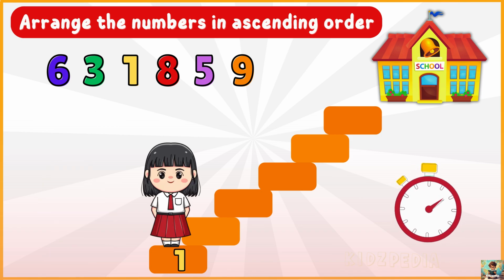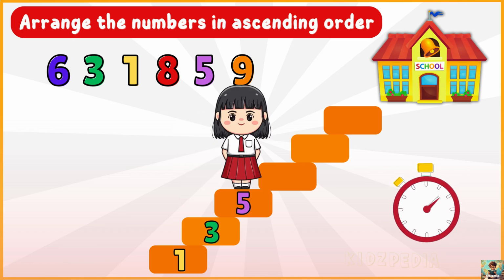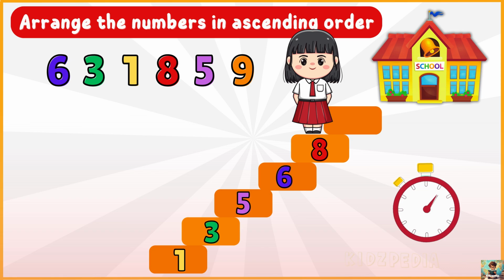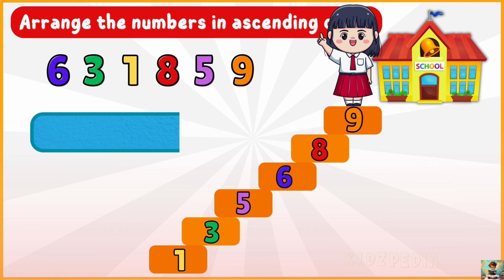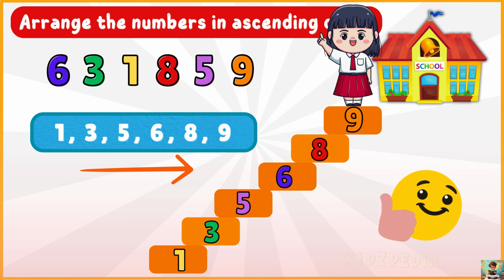1. Next we see 3. Then comes 5. What will be the next number? 6. And after that, 8. And last we have 9. Now the numbers 1, 3, 5, 6, 8, 9 are in ascending order. Small to big. Thanks to you, little Joe got to school on time.